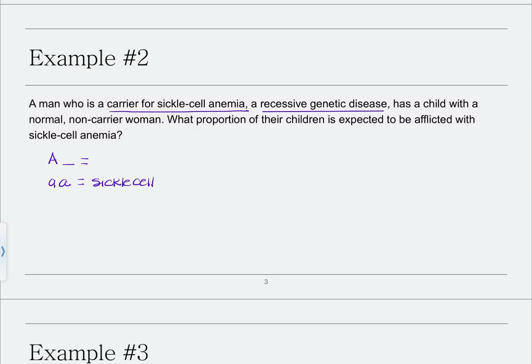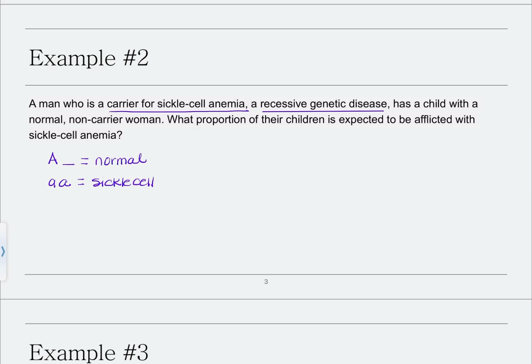What that means is that if you don't have both recessive alleles and you have a dominant allele and another dominant allele, or a dominant allele and a recessive allele, then you have normal blood, normal hemoglobin. Okay, so that's our key.